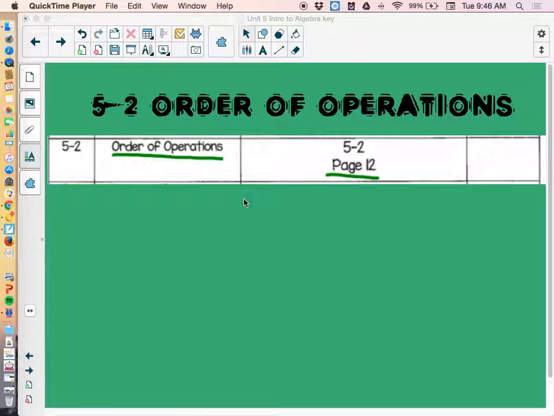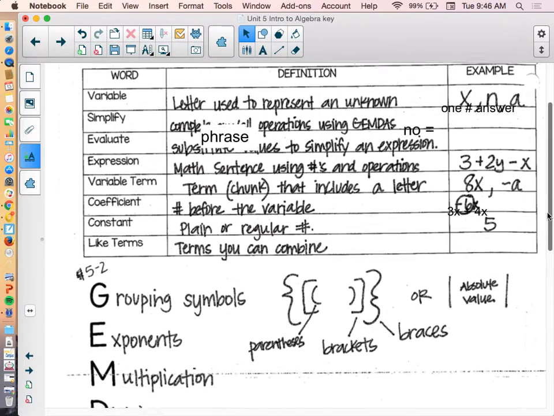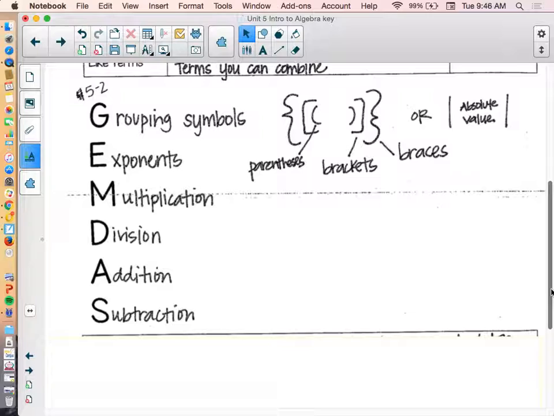So this video is 5-2 order of operations. We're going to learn the order to do the operations in. And I know we've already learned this before, but now it's going to get more complex because we're going to get you ready for doing it in algebra. So please turn to page 3 where your vocabulary was and scroll down to the bottom. You're going to fill in some notes on the bottom of that page.